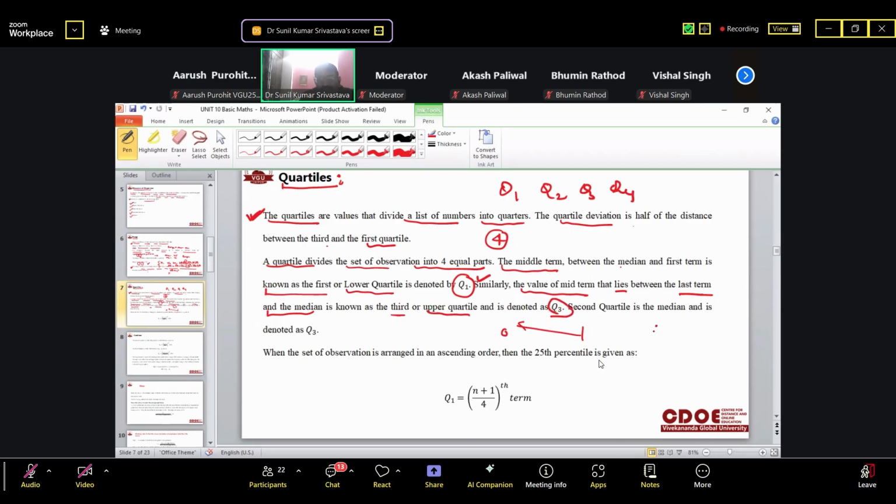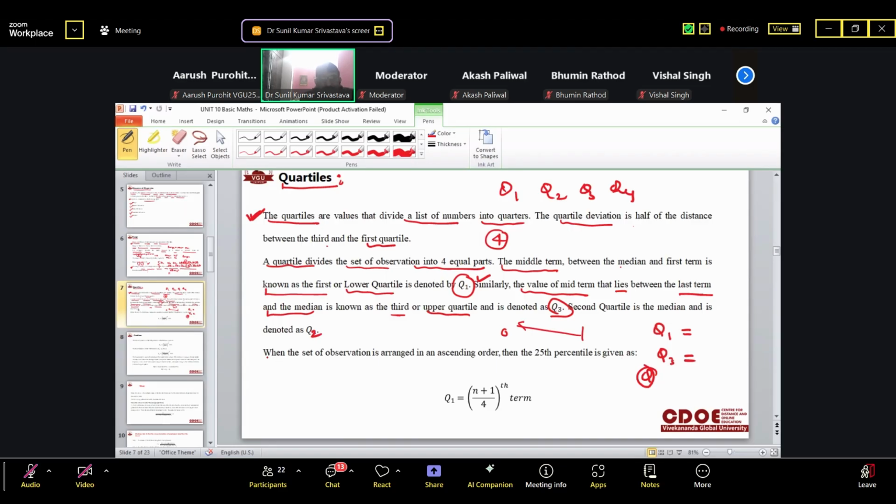So we have understood clearly the meaning of Q1 and Q3. Q3 is the middle term that lies between the last term and the median, and Q1 is the middle term that lies between the median and the first term. That is the lower quartile and the upper quartile. The second quartile is the median, denoted by Q2.